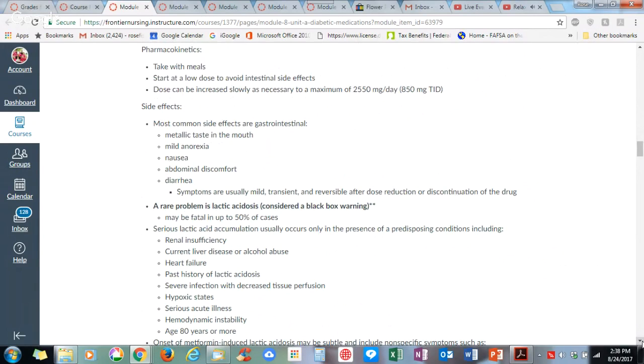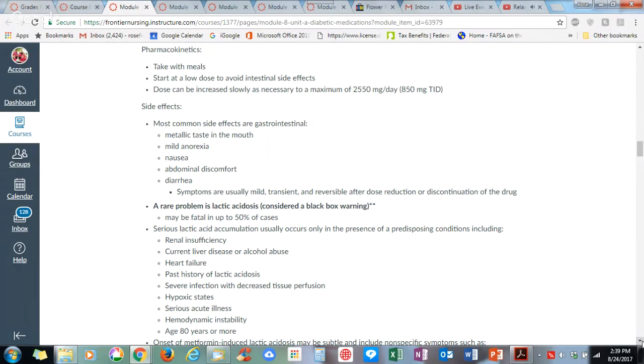Pharmacokinetics: take with meals, start at a low dose to avoid intestinal side effects. Dose can be increased as slowly as necessary to a maximum of 2,550 milligrams per day, which is 850 milligrams TID. Side effects, the most common are gastrointestinal, such as having a metallic taste in the mouth, mild anorexia, nausea, abdominal discomfort, diarrhea. Symptoms are usually mild, transient, and reversible after dose reduction or discontinuation of the drug.